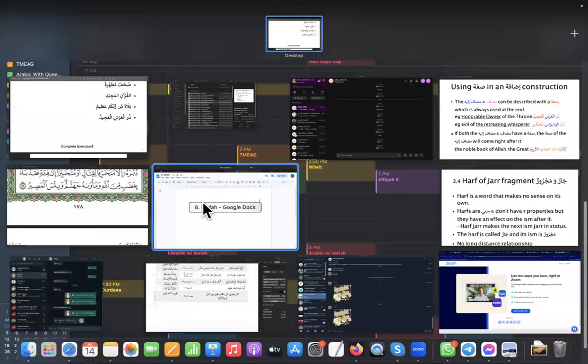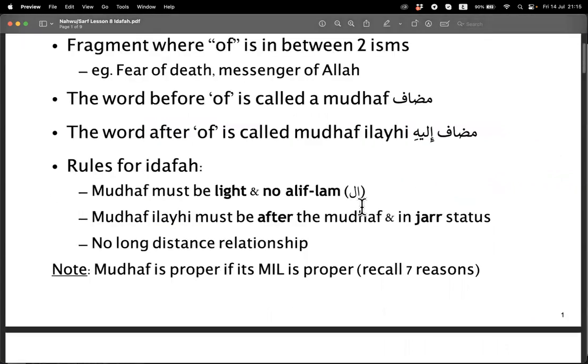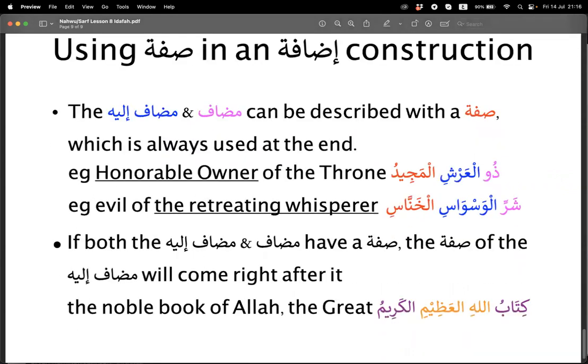Mudhaf ilaihi, can it be far away? Mudhaf ilaihi cannot be far away. No long distance. So when you have sifah and idafah together, then the sifah will always be at the last part, because the sifah can be far away, but the mudhaf ilaihi cannot be.